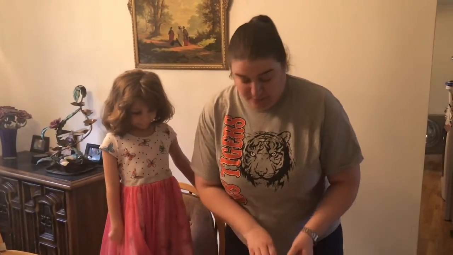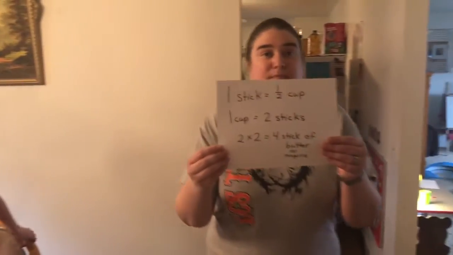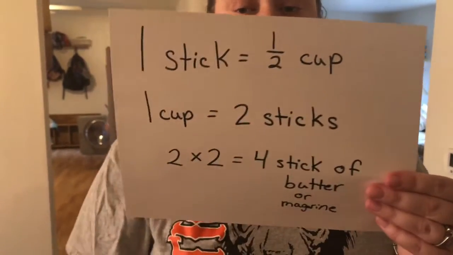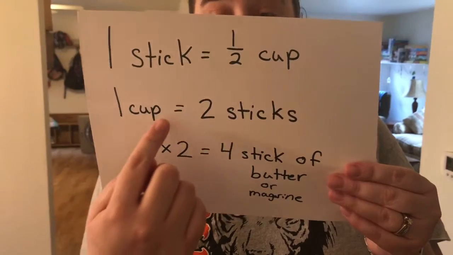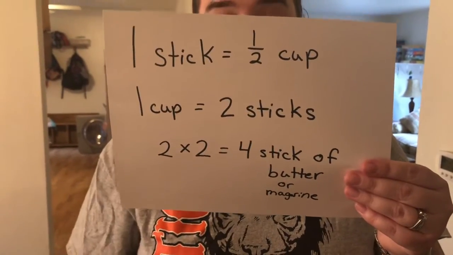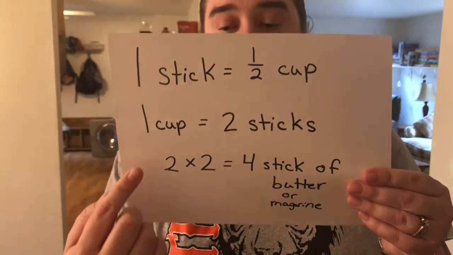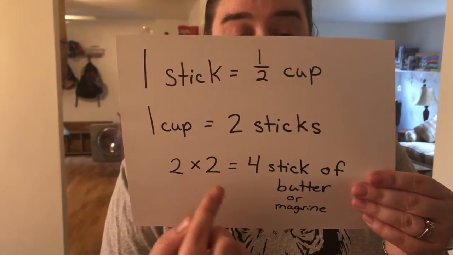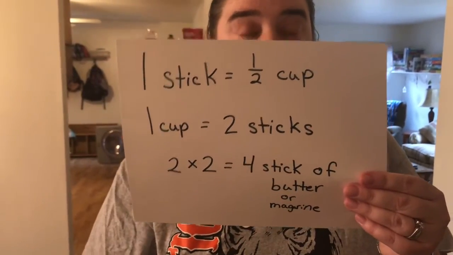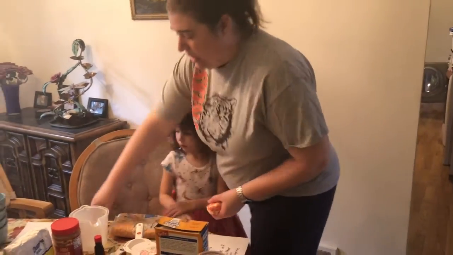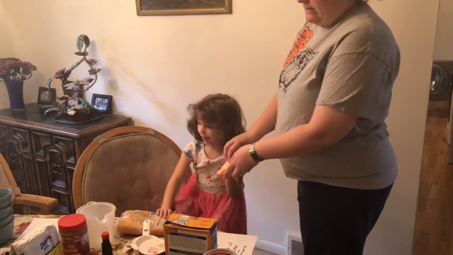So I'm going to do some math to help with that. So I wrote here 1 stick equals 1/2 cup. 1 cup equals 2 sticks. That means if I double my recipe like we talked about at the beginning, 2 times 2 equals 4 sticks of butter or margarine. So I'm going to need 4 sticks of butter to double my recipe. Caitlin, can you unwrap the butter and put it in the bowl, please?